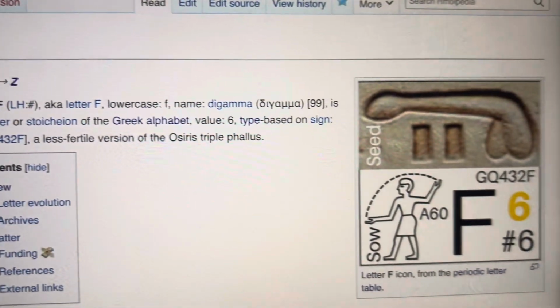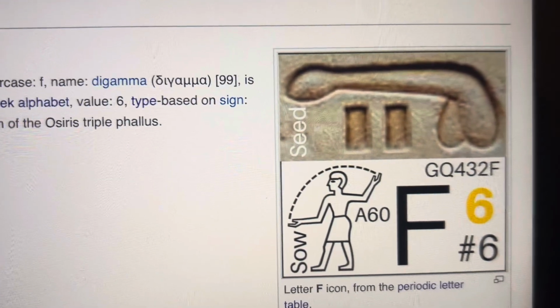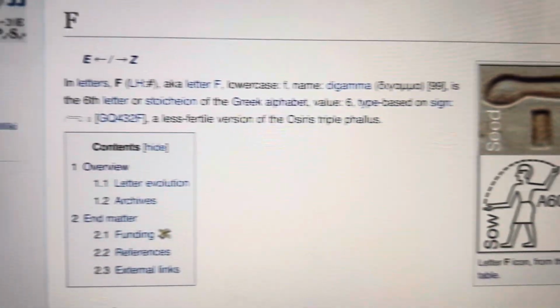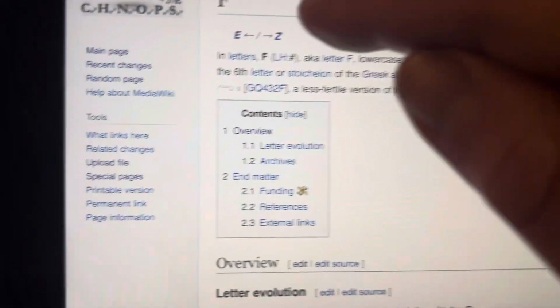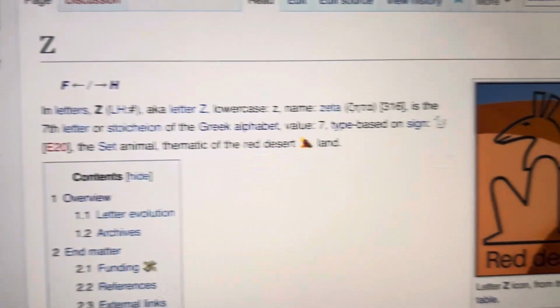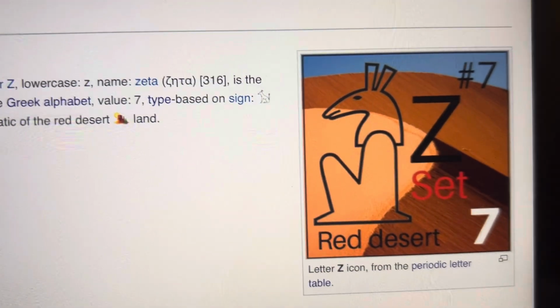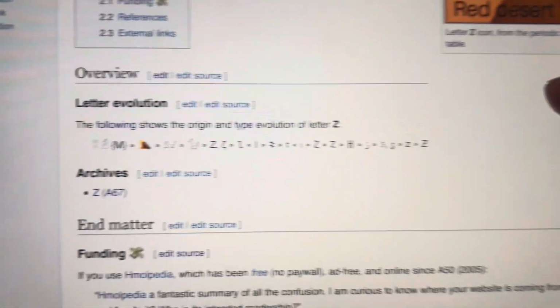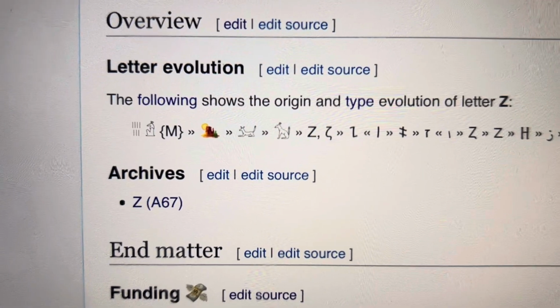Letter F is the double erection phallus seeding sign, which means less fertile. Letter Z is the Set animal, representative of the dry desert sand. Letter A, evolution.